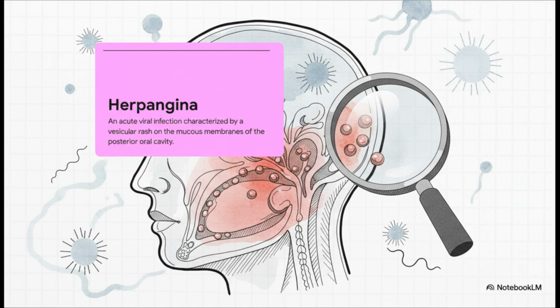Now the name might sound a little intimidating, but the definition is actually crystal clear. It's a viral infection, and the absolute key thing to look for is this vesicular rash, little blisters on the mucous membranes at the very back of the mouth. And trust me, that location is everything.